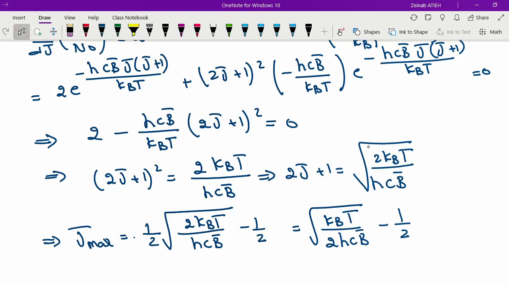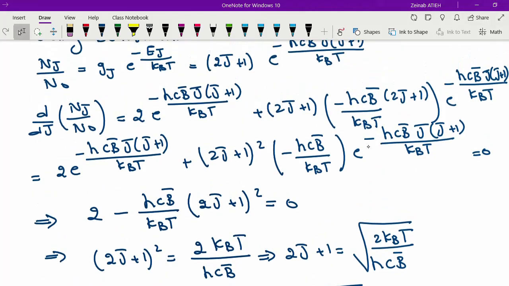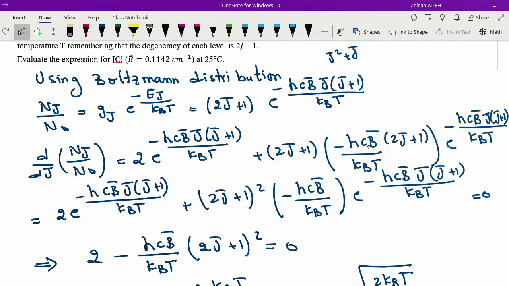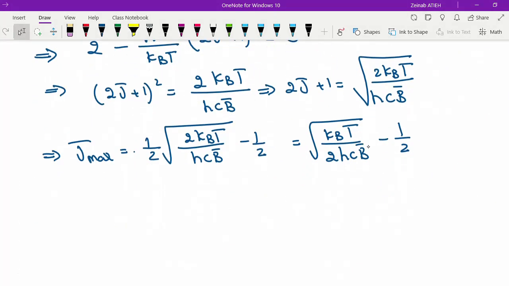Here he asks me to find J max for a certain molecule. So evaluate the expression for ICl. He's giving me the rotational constant B bar, 0.1142 centimeter to the minus 1, at the temperature 25 degrees Celsius. So to substitute for the temperature, we have to change it to Kelvin. We add 273 to change it to Kelvin. So let us find the J max for ICl.